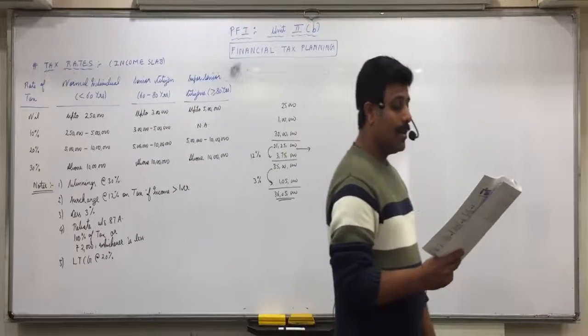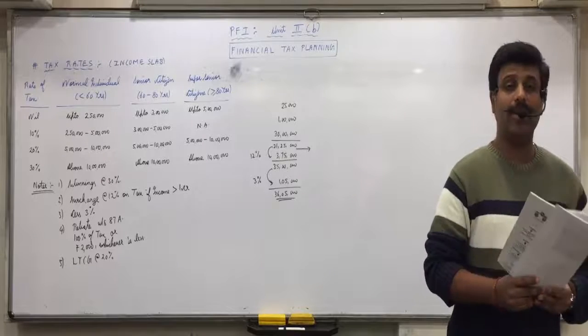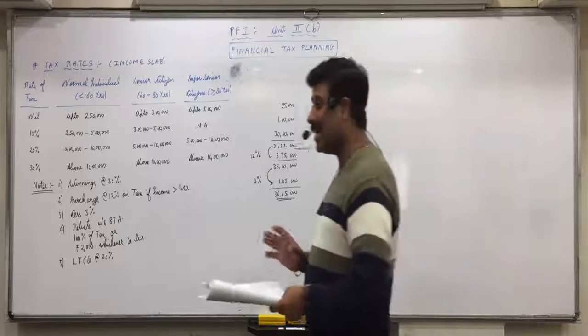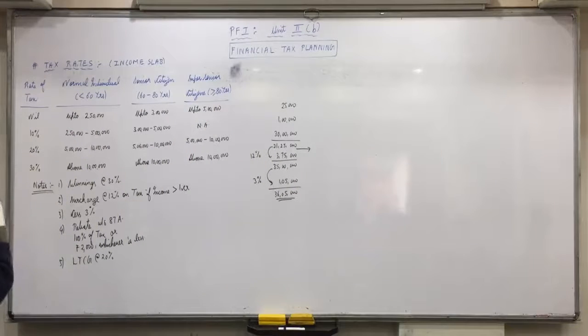Okay. So, who gets deduction under section 80C first of all? Individual or HUF? Who will get the deduction of 80C is either an individual or a Hindu undivided family. Other persons will not get it.